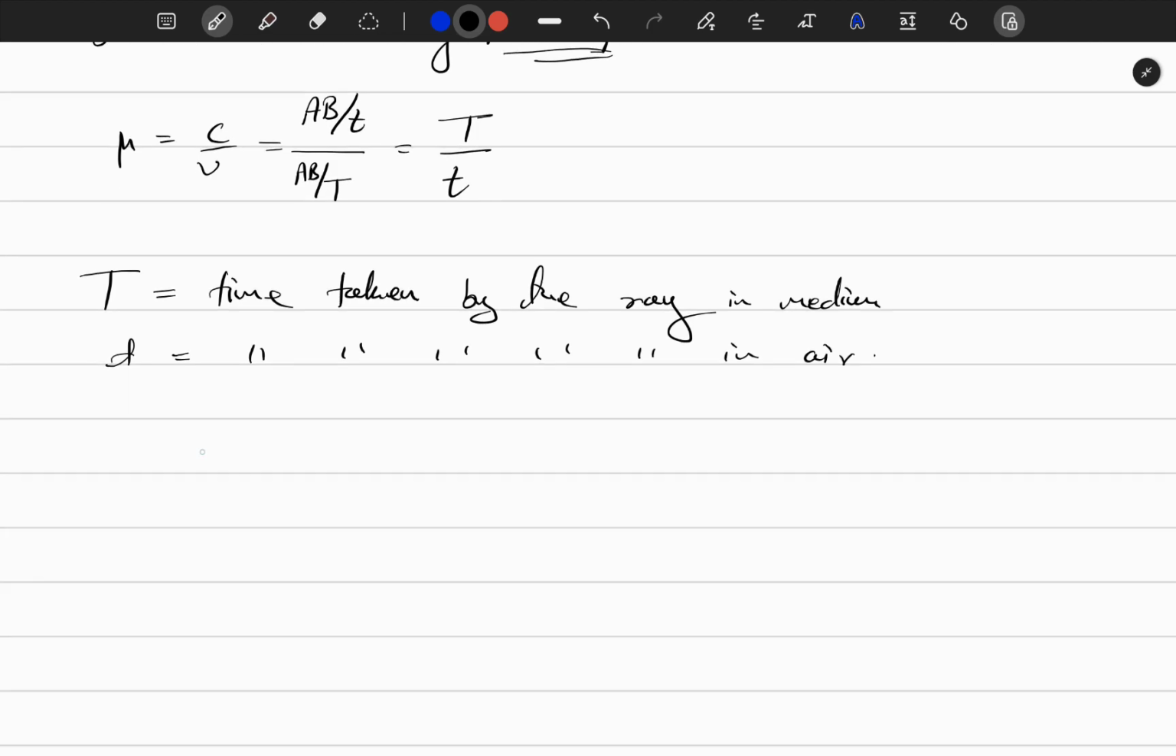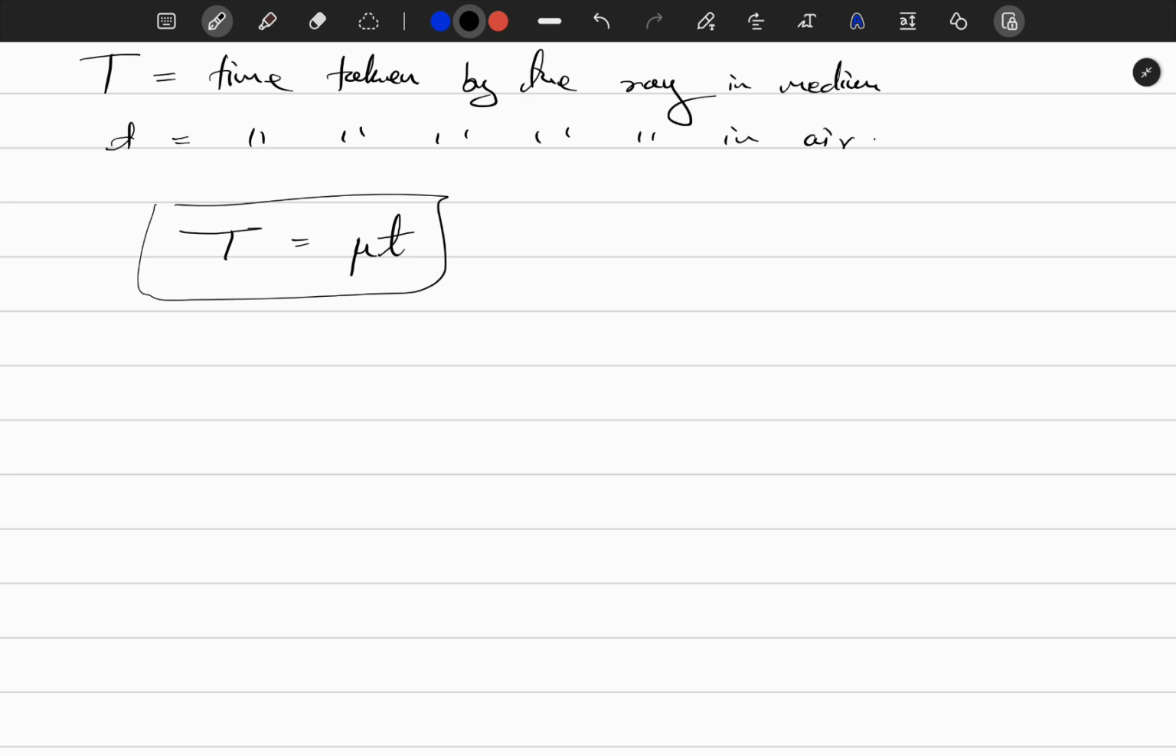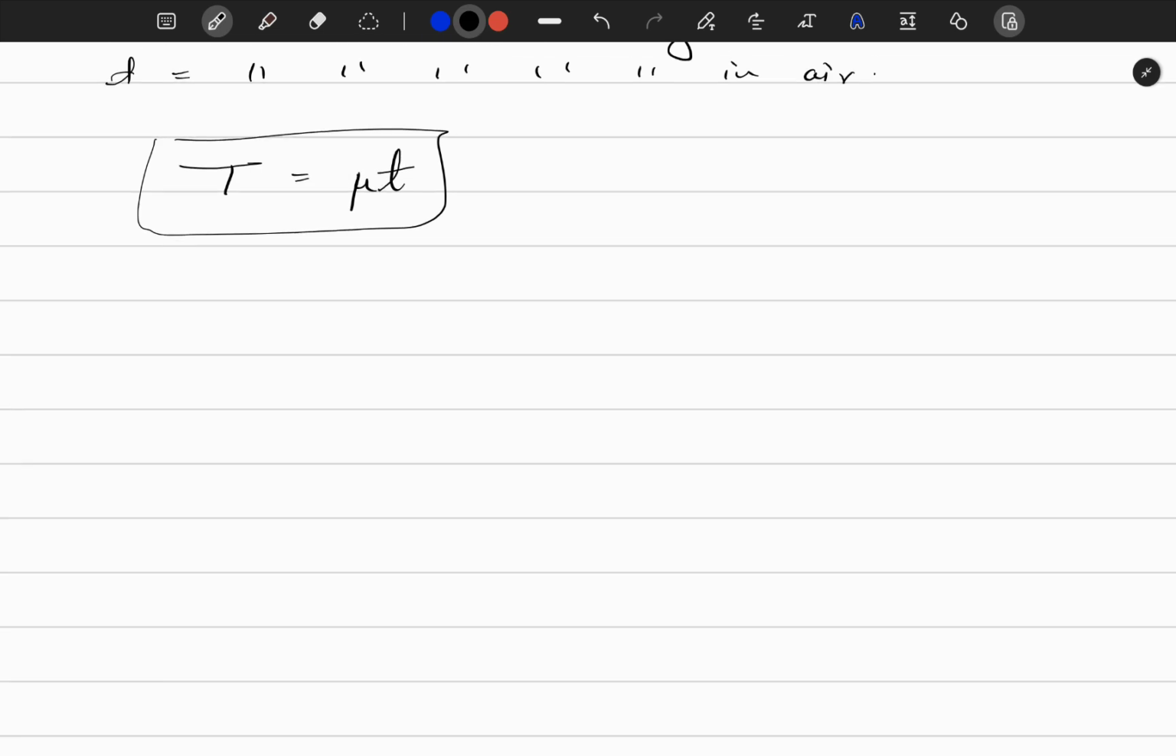So therefore we can write T, the time taken by the ray in the medium, as mu times the time taken by the ray in air. So what does this relation mean? This relation means that a ray takes mu times more time to cover a distance AB in a medium than in air. To take into account this delay, we use another distance called the optical length.